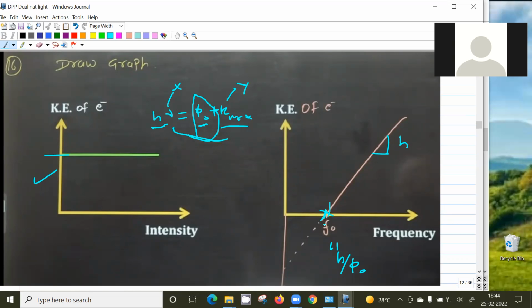So this is the x-intercept. For that you have to put y equal to 0. If you put y equal to 0, you get nu naught as phi naught by h. Okay, I made a mistake here.